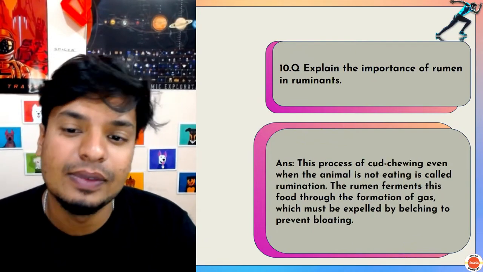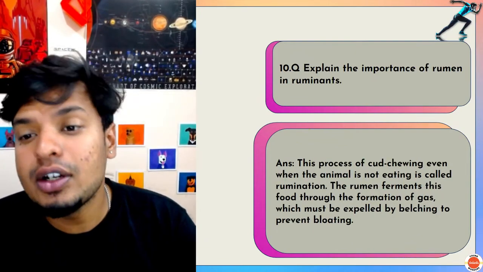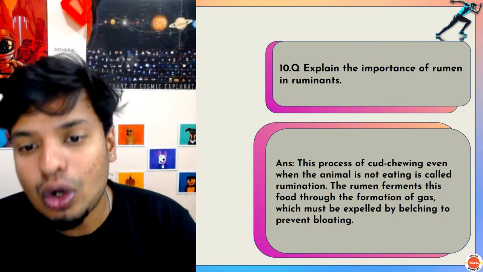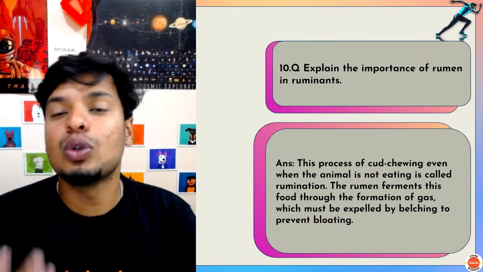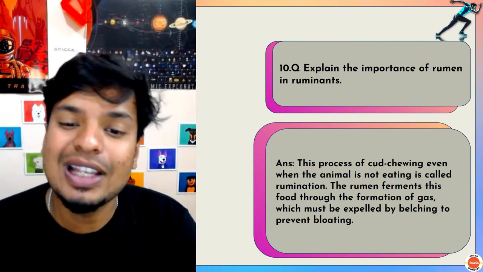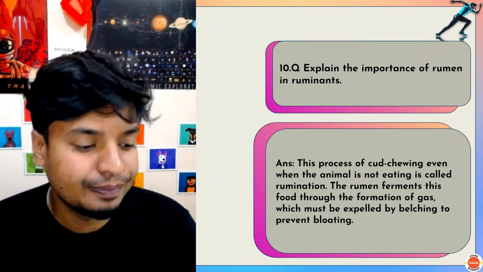Well, it's a ruminant. Got it? So the process of cud chewing, even when the animal is not eating, is called rumination. The rumen ferments the food, which first goes through the formation of gas, which must be expelled by belching to prevent bloating.